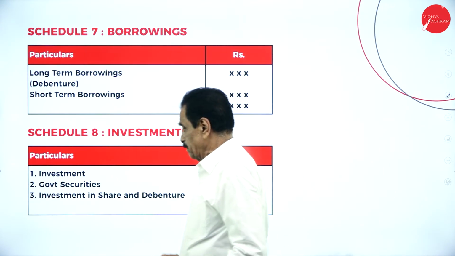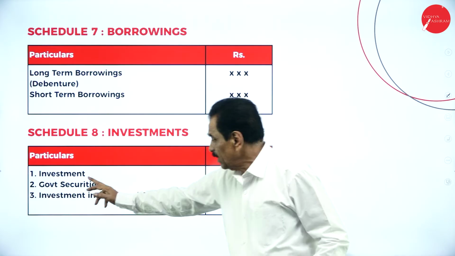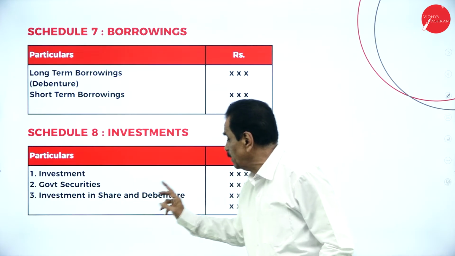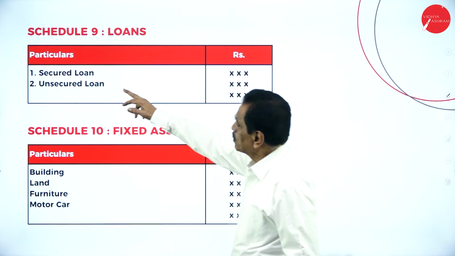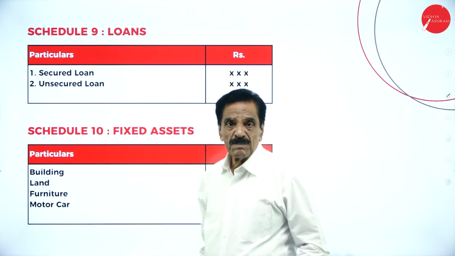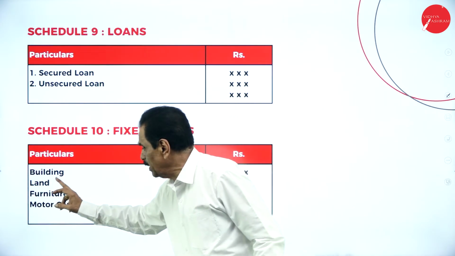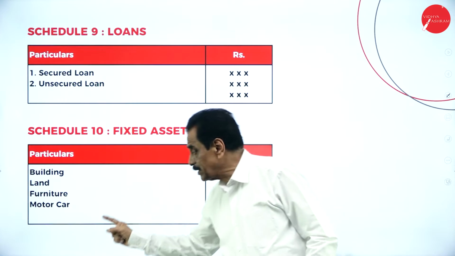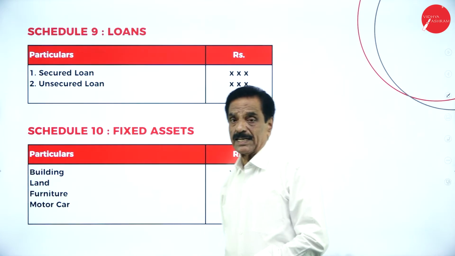Then investment. In the investment, number 1 is the investment, number 2 is the government security, number 3 is investment in share and debenture. So this you have to learn. Loans may be secured loan or unsecured loan. Schedule number 10, fixed assets: building, land, furniture, motor car. These are called tangible assets. If there is goodwill, it is called an intangible asset.